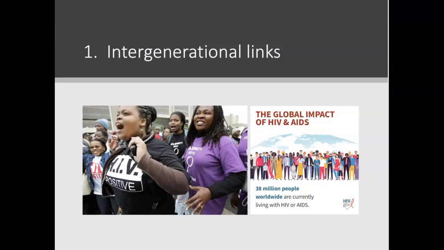Let's start off by looking at first intergenerational links, the health and education of parents and how it affects the health and education of their children. I've seen the global impact of HIV and AIDS in the communities that I work with in northern Ghana. The global AIDS epidemic illustrated how the poor health of one generation can affect the schooling prospects and the future earnings of the next generation.